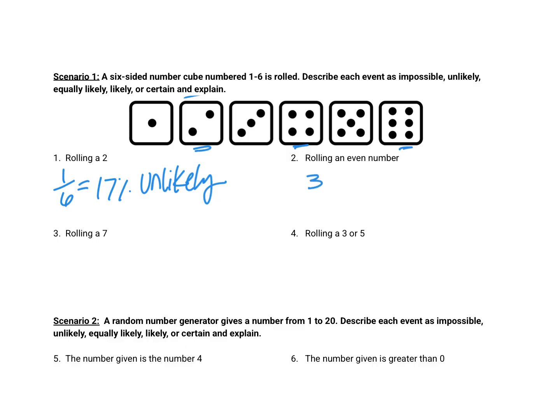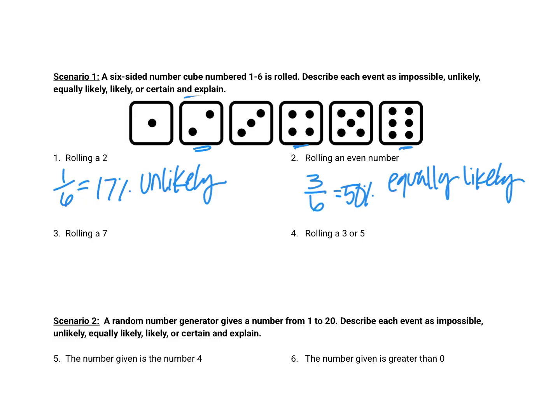So that is 3 numbers out of 6 total numbers. If you turn that into a percent, you are going to get 50%. So a probability of 50% means that it is equally likely. What that means is that you have the same probability of rolling an even number as you do an odd number because there's the same amount of them. We have 3 even numbers and 3 odd numbers, so one does not have a greater probability than the other.